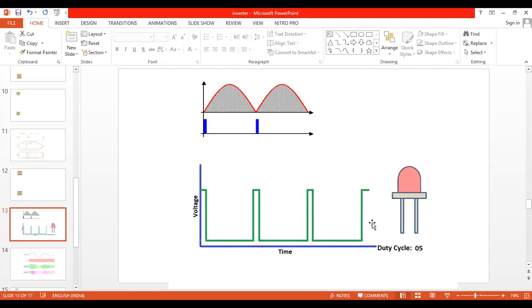First word: what is modulation? Modulation means modification of a signal. Modification means changing the characteristics. Changing the characteristics means changing the time period. When the time period is changed, since T is equal to 1 by F, automatically the frequency changes. So we are changing the time period, the frequency, the current value as well as the voltage value.